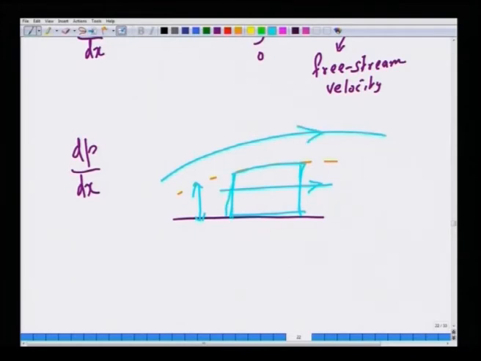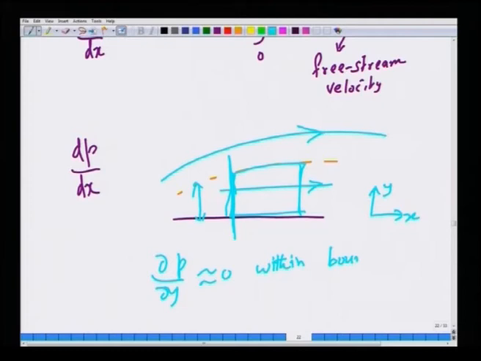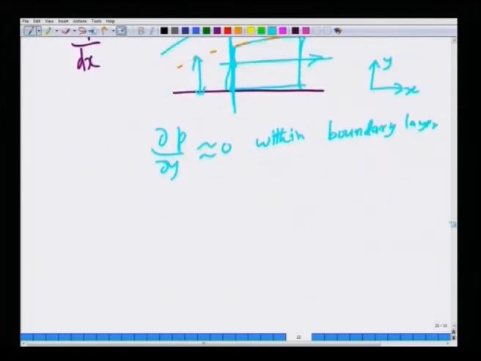That is because the pressure variation in the y direction, if this is the x direction and this is the y direction, is negligible within the boundary layer. That is, dP dy is 0 within the boundary layer. Therefore, we can set dP dx outside as the dP dx within the boundary layer, but outside, dP dx is nothing but whatever is found from the Bernoulli equation.